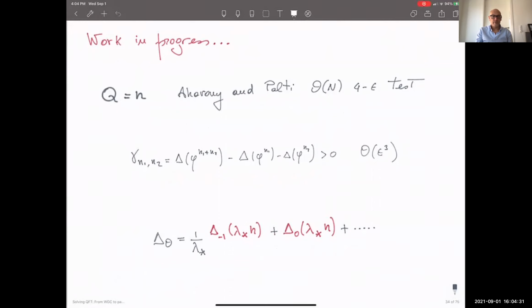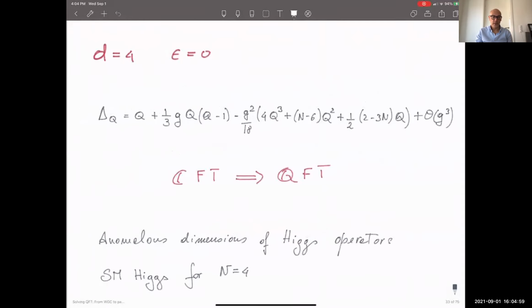and Ofer? Well, in their work, the charge Q is actually N. And this is again of the ON form epsilon test that they were doing. And then they define a quantity which is basically delta phi of the operator phi n1 plus n2 minus delta of n1 minus delta of n2. And they checked in perturbation theory that this was actually positive. Now, technically, they were really doing perturbation theory.